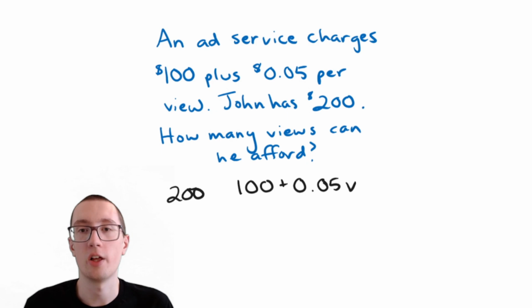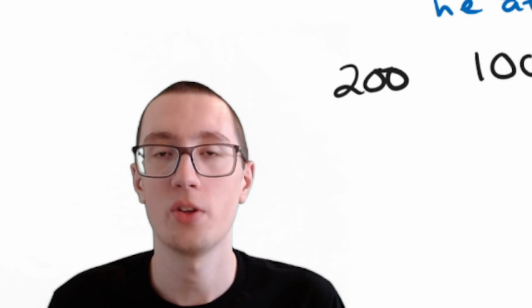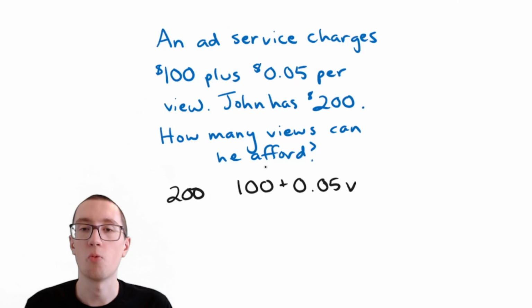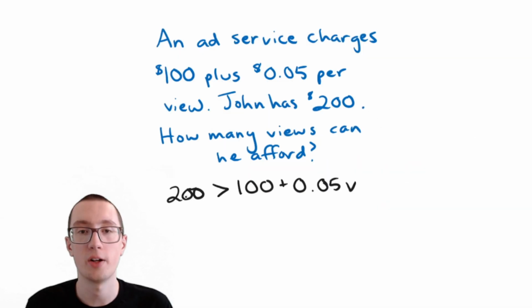Well, we can just think about this logically. If we have $200, we want what we're buying to be less than $200. If it's more than $200, then we can't afford it. So we want this, how much it costs, to be less than $200. So in this case, the 200 is going to be bigger than what we're buying.